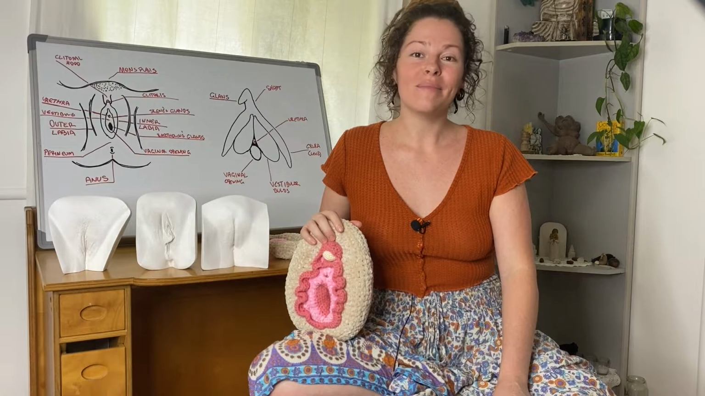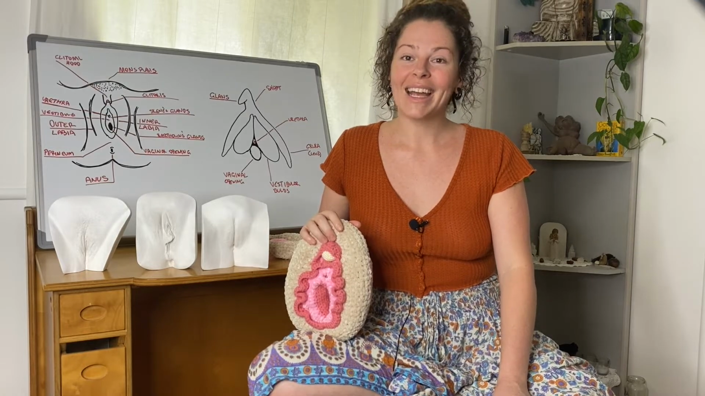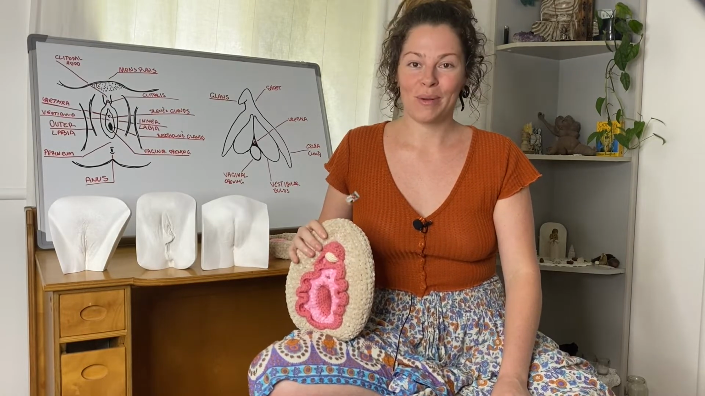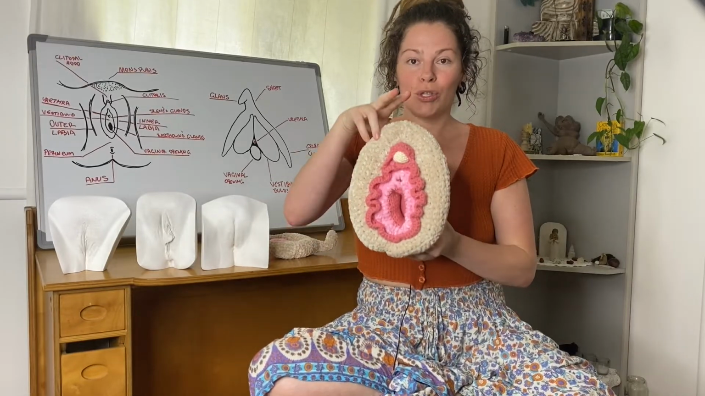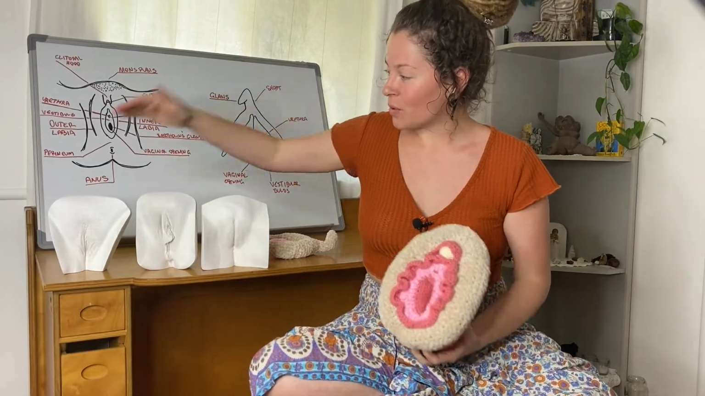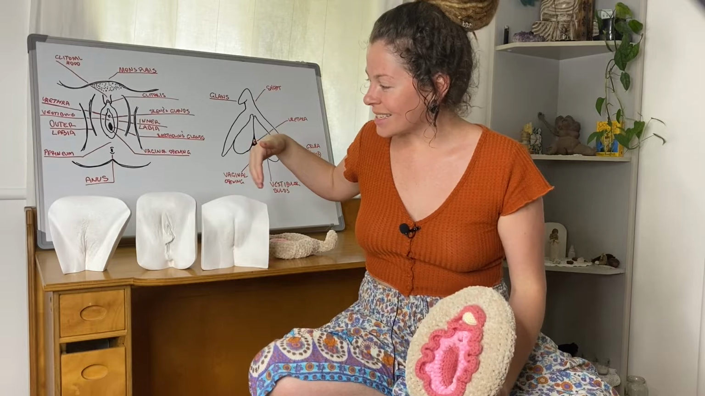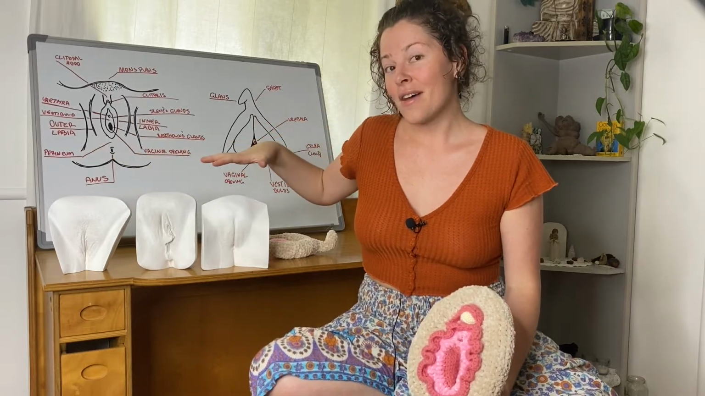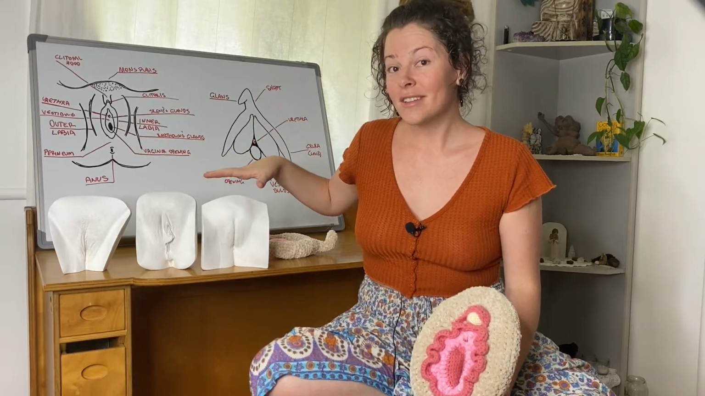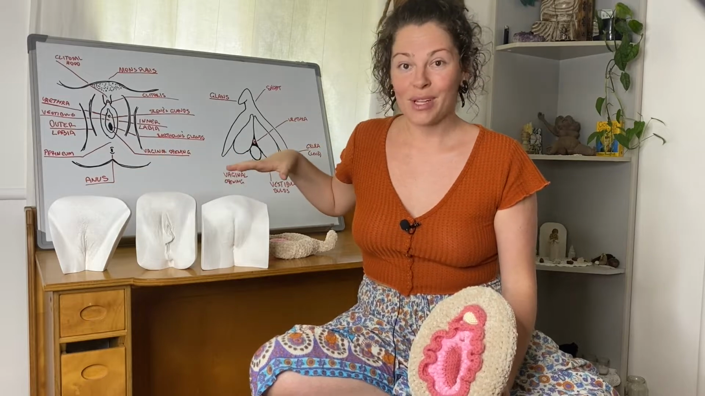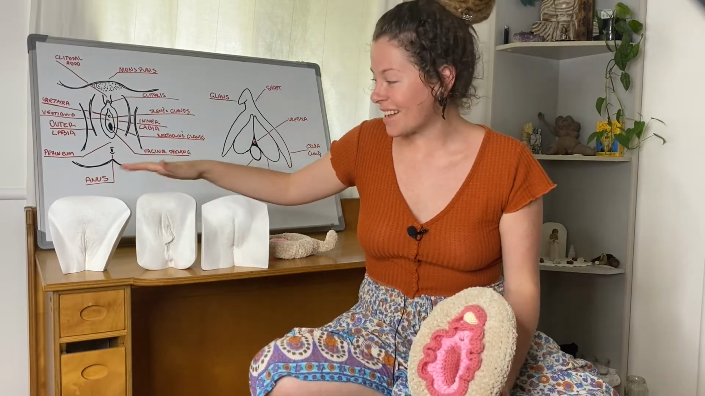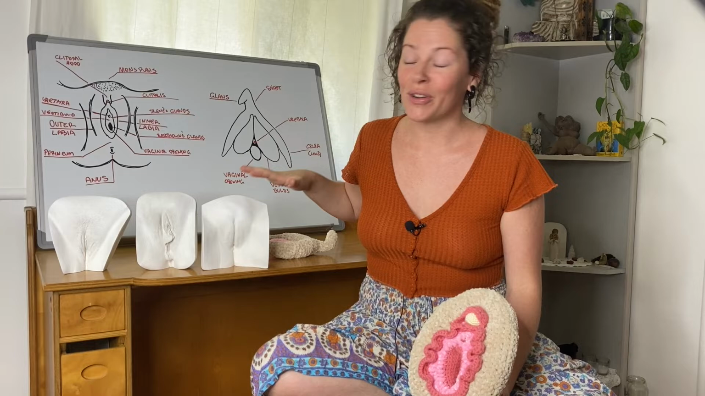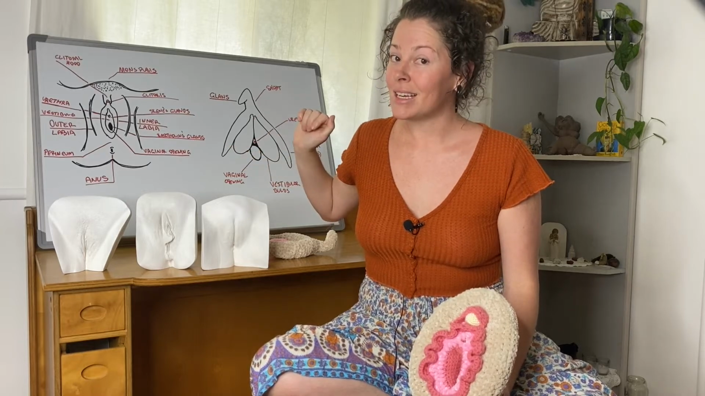Grab your mirror, maybe some skin-friendly oil, and let's start at the top. So we've got our mons pubis. As you can also see here on my beautiful castings, this is another example of how different we can all look. So I really want you to, if you can, see the details here of how beautiful these three yonis are. Mine's in there, you know.